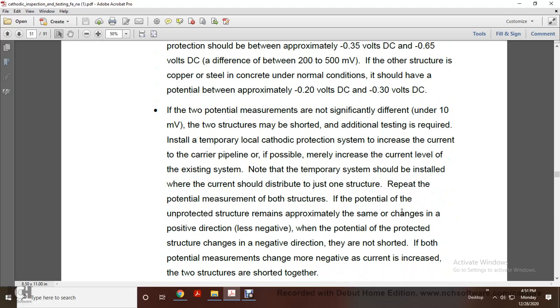If the two potential measurements are not significantly different, within 10 millivolts, a short may exist and additional testing is required by installing a temporary local cathodic protection system. Alternatively, increase the current carried by the pipeline, if possible, by simply increasing the current level of the existing system. No temporary system should be installed, but the current should be distributed to one structure. Repeat the potential measurement of both structures. The unprotected structure potential remains approximately the same or changes in the positive direction, less negative than the protected structure, which changes in the negative direction. If they are not shorted, both potentials change more negative as the current increases when the two structures are shorted together.